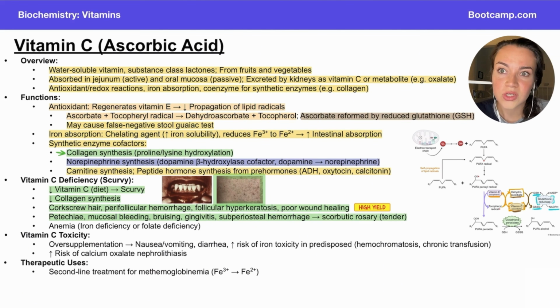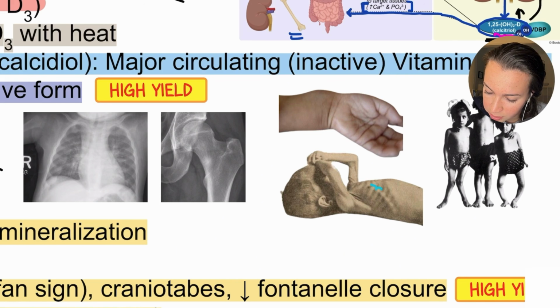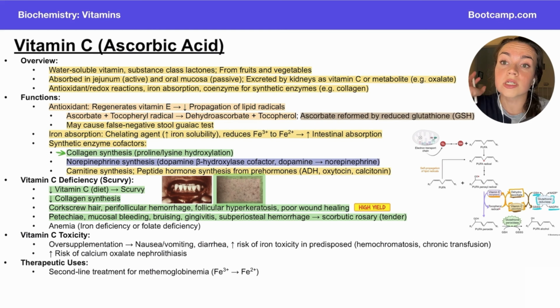Now, the scorbutic rosary can be tricky. So if you remember when we talked about rickets in the vitamin D deficiency video, we talked about the rachitic rosary. That was this distension of the bone cartilage junction. Classically, when they tested the costochondral junction between the ribs and the cartilage. And we showed the X-ray finding of this too. So that was the rachitic rosary.